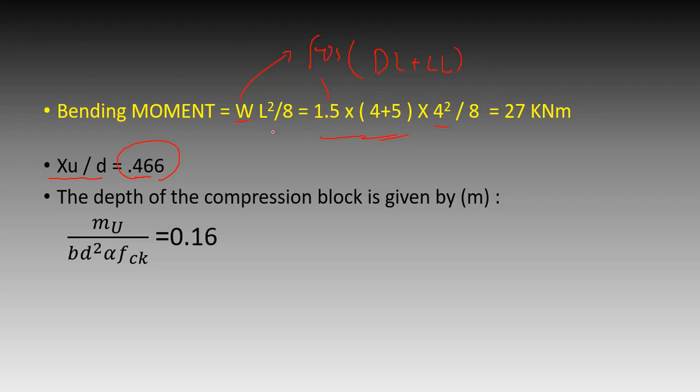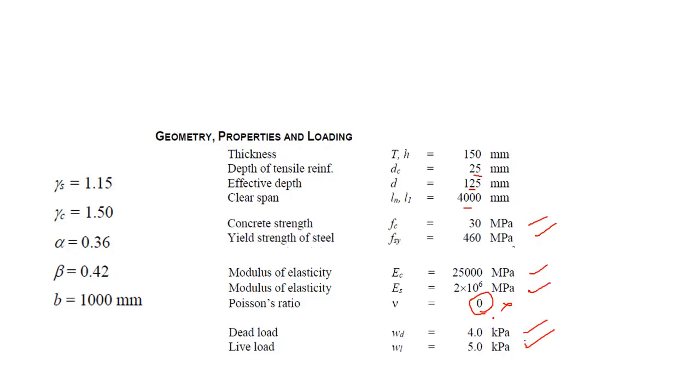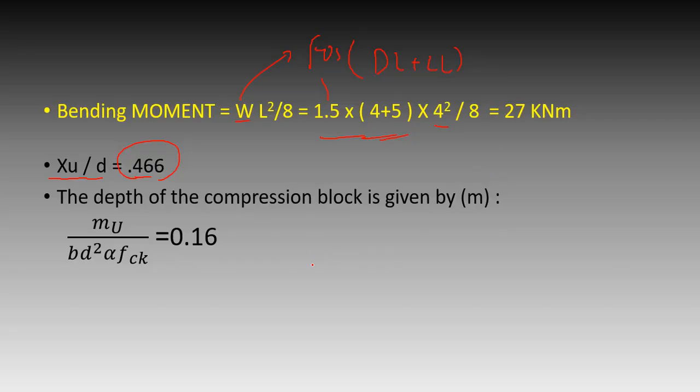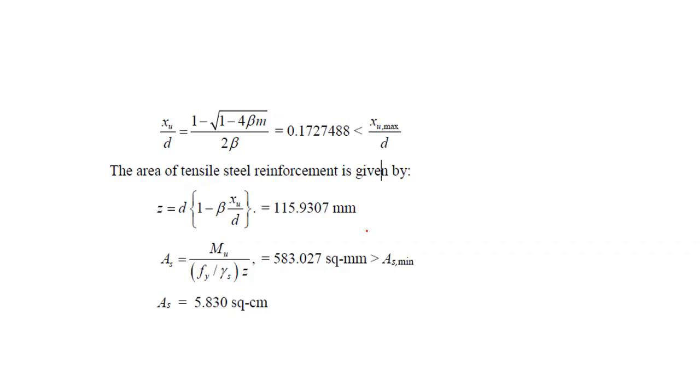456, 4.6.6. It's totally based on the grade of steel. The depth of the compression block can also be given by Mu by b d square fck. It's just the same thing shown in the design of beam. If you want to know what all these properties are, you can go to the design of beam video. So which is b, you know what b is? b is always 1 meter. d is the depth of the slab, and alpha and fck are right there.